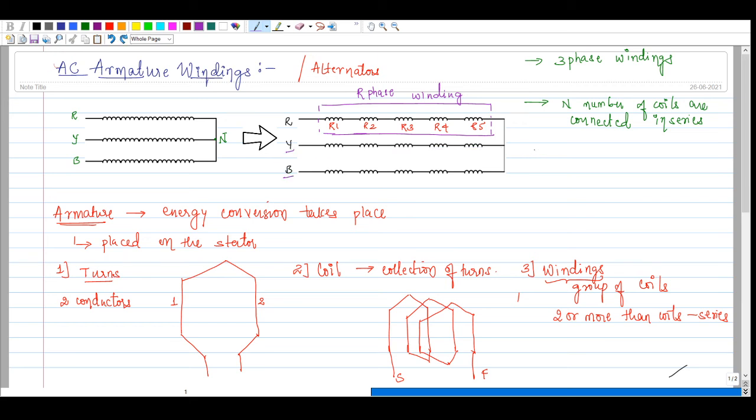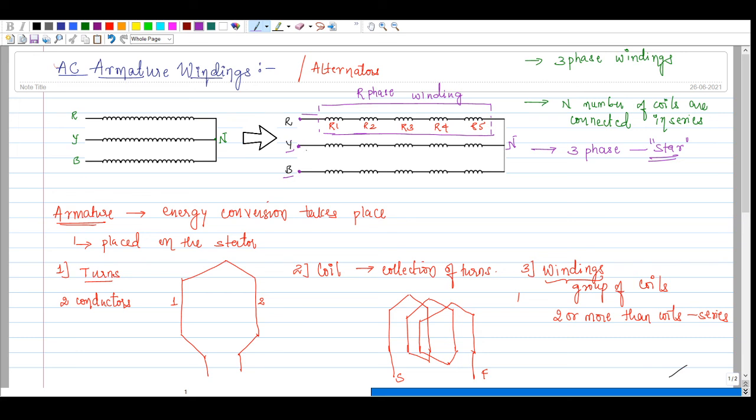All the three-phase windings are connected in star fashion. So in case of an alternator, the three-phase windings are connected in star fashion. These are short circuited at one end, which we call the neutral point or ground point. The other end of the windings is normally open circuited, and to these terminals we connect an external load. When we connect an external load, the current will flow through the windings. So this is the basic description about the AC armature windings.